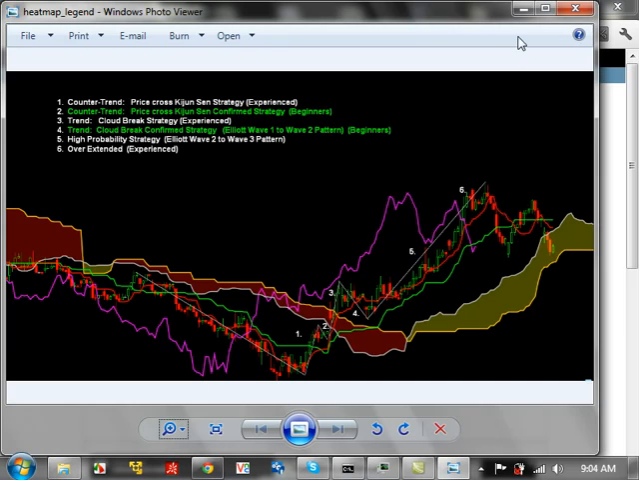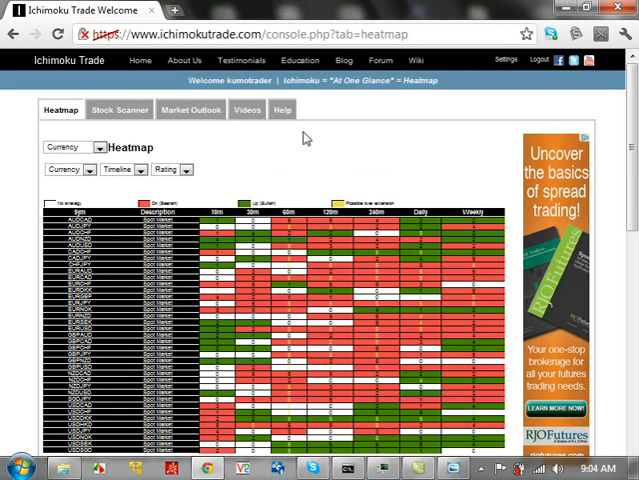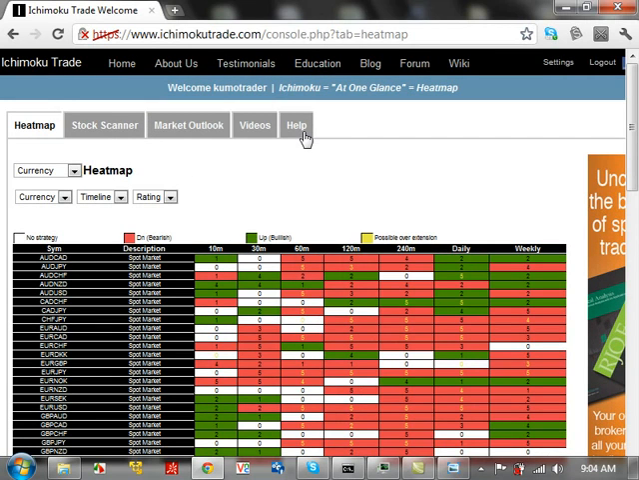Now if we take this philosophy and come here to the heat map, and let me enlarge it by pressing Control plus, you have a color code system here. Red basically means that you're going to be betting on it going down. Green basically means you're going to be betting on it going up. And then if you get a yellow for the letters, that means it's overextended.